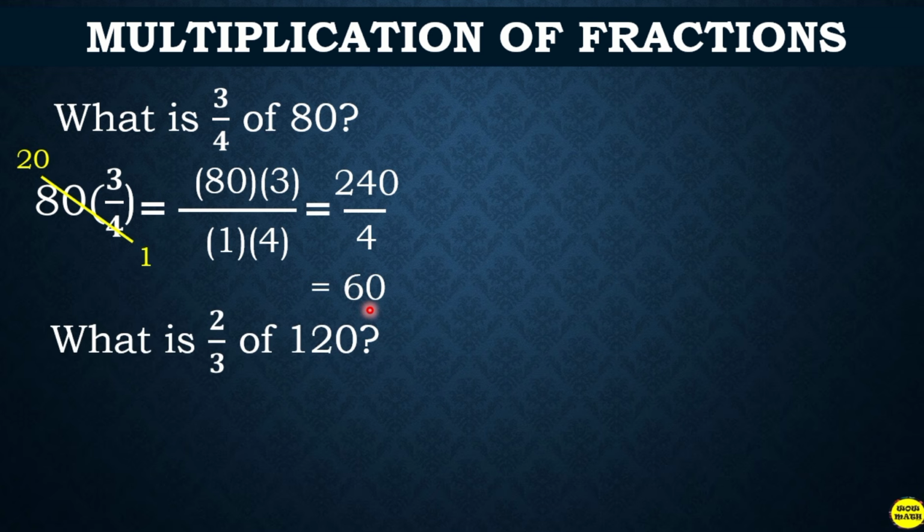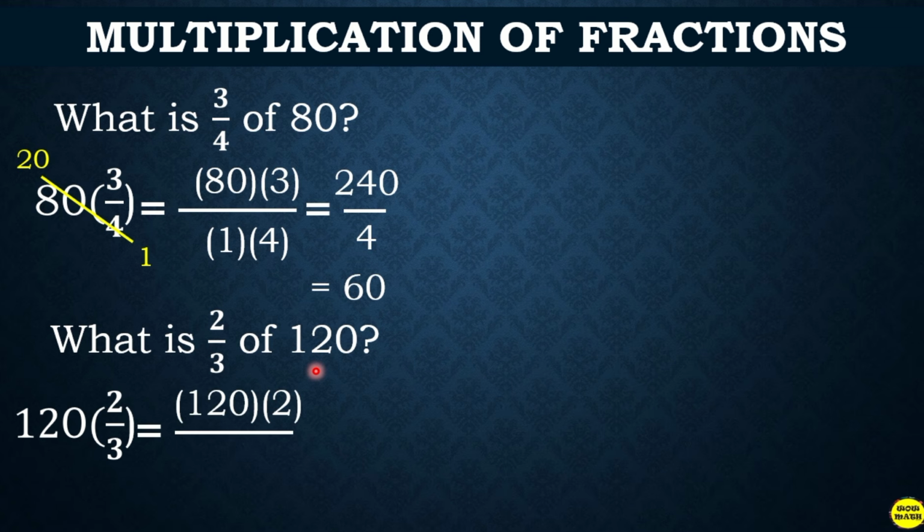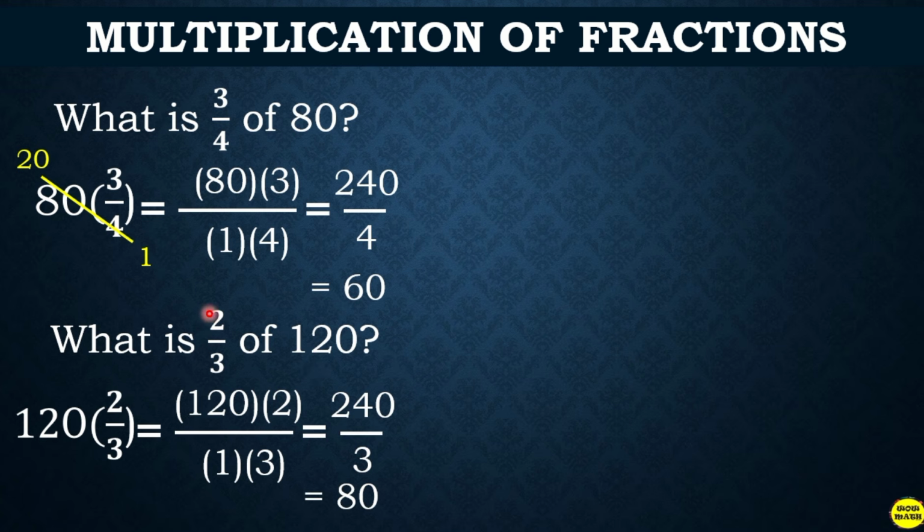Another example. So, I have here, what is 2/3 of 120? Ilan naman daw ang 2/3 ng 120? So, kukunin natin ang 2/3 ng 120. So, it is like 120 times 2. And then 1 times 3. So, 120 times 2, we have 240. 1 times 3, that is 3. So, pag dinivide natin yan, 240 divided by 3, that is 80. So, therefore, 2/3 of 120 is equal to 80.